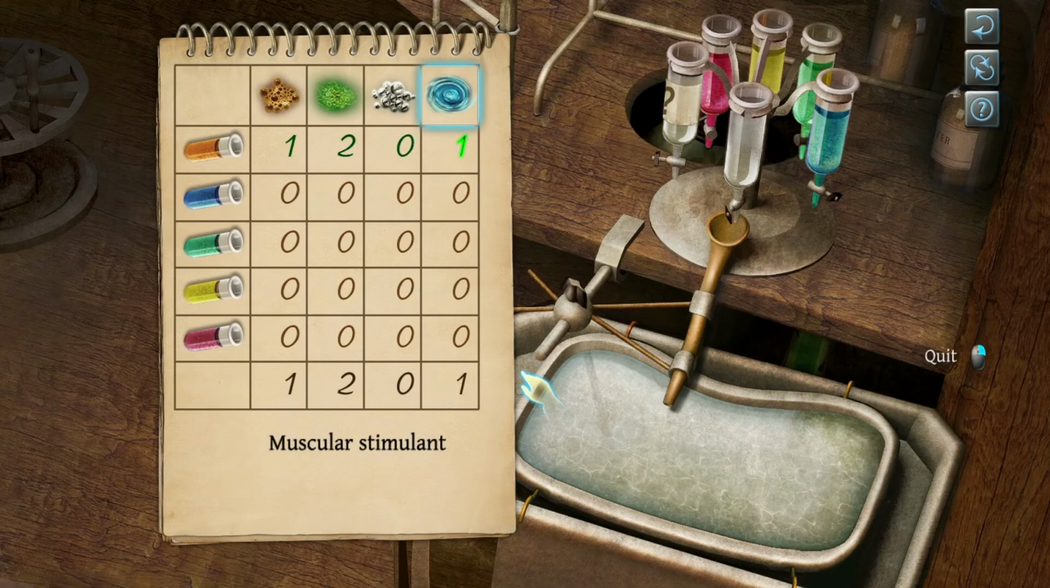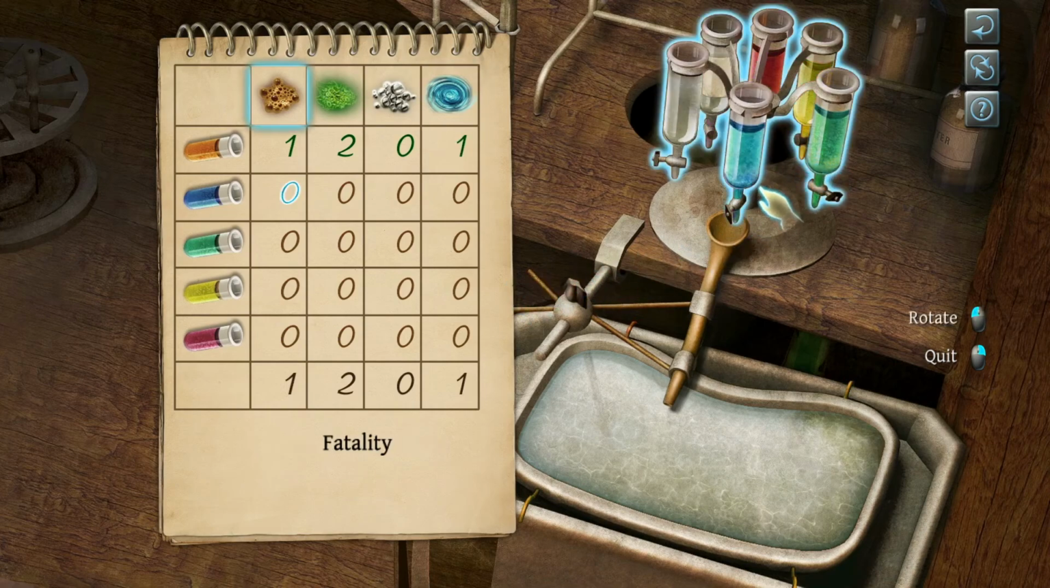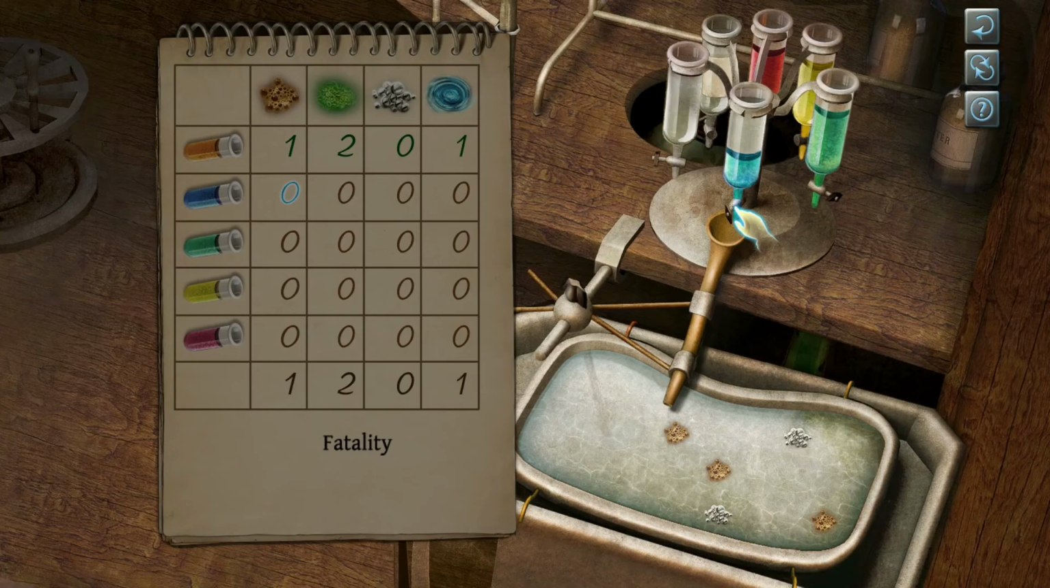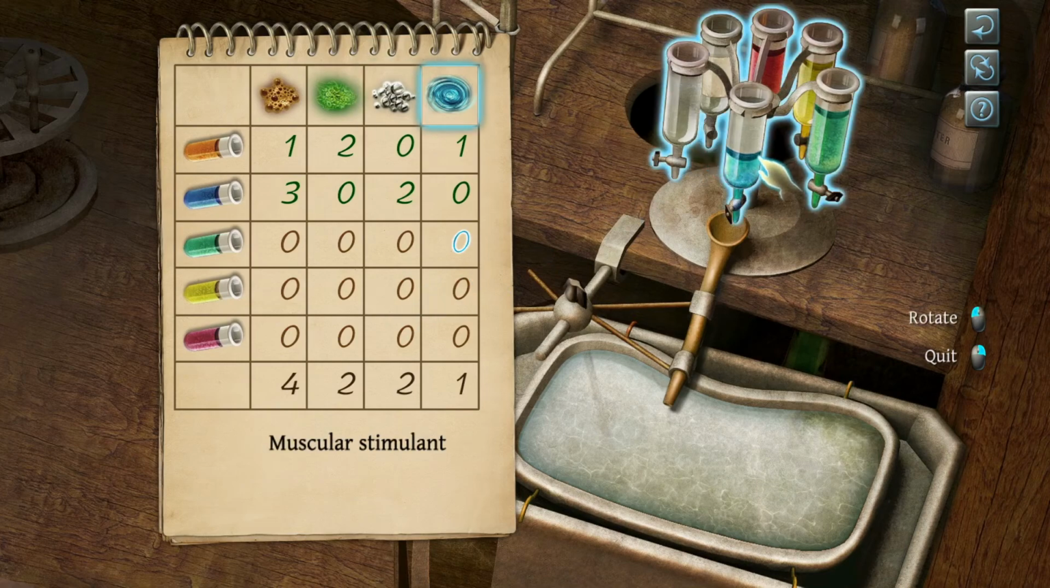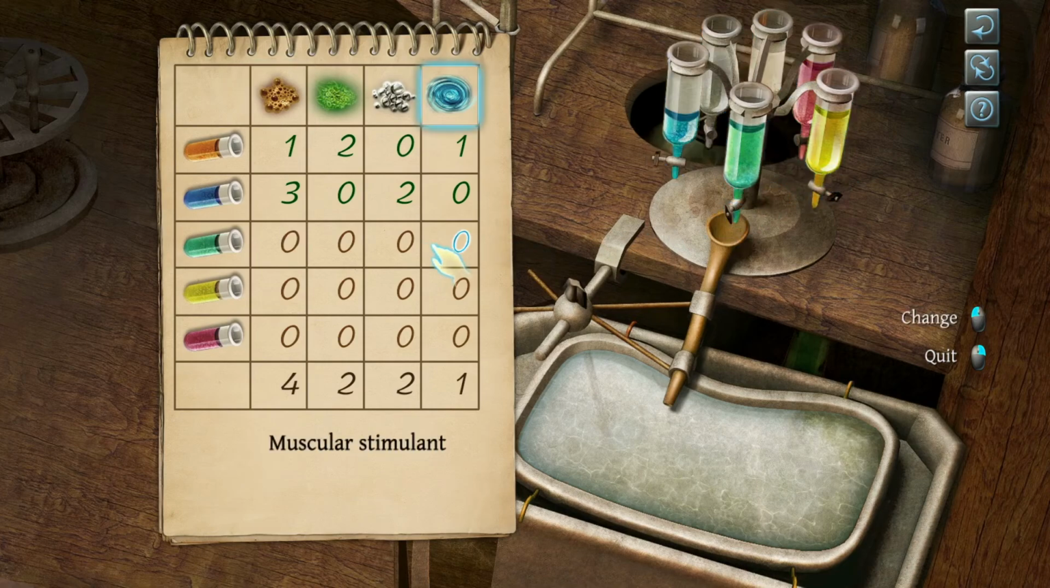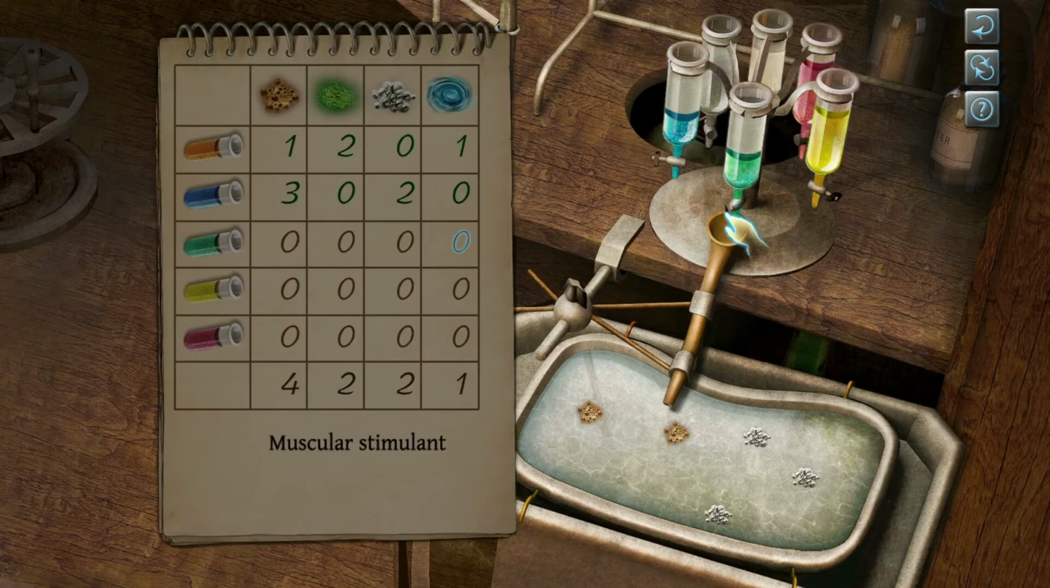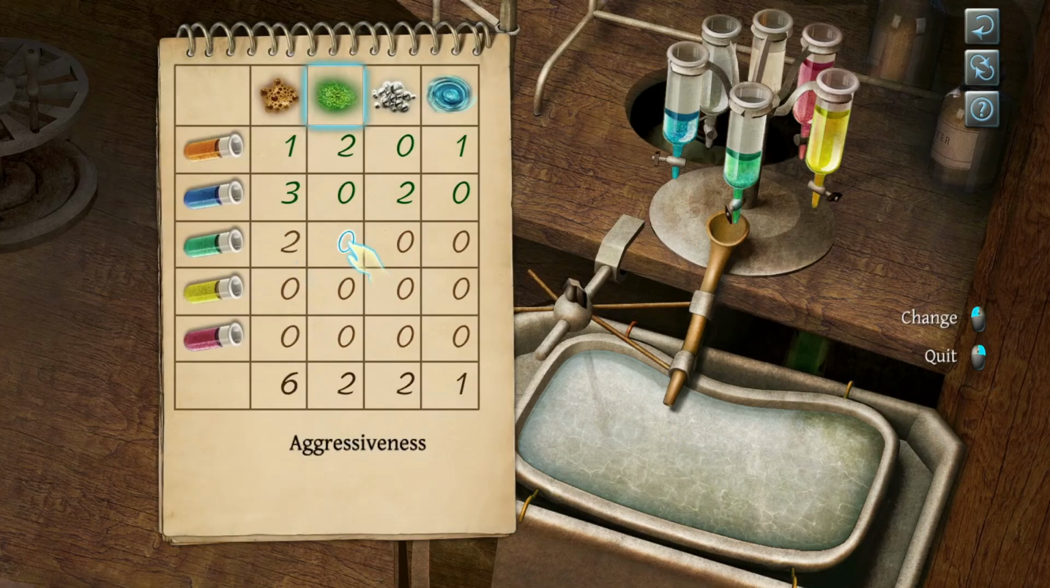Oh. Yes. So now the blue one. 3 and 2. So 2 these, 2 these, and 3 these. Okay. Interesting. So I can only do it a couple of times. Now the green one. 2 and 3. Okay, that's good.